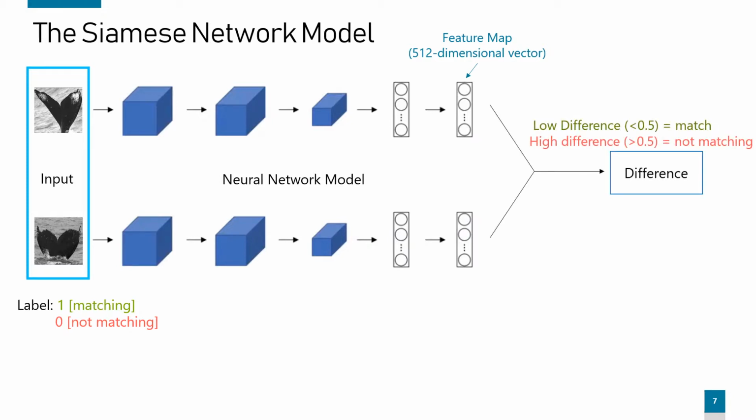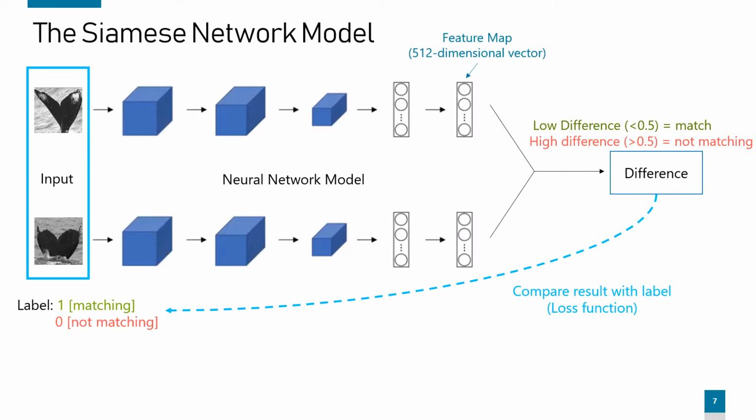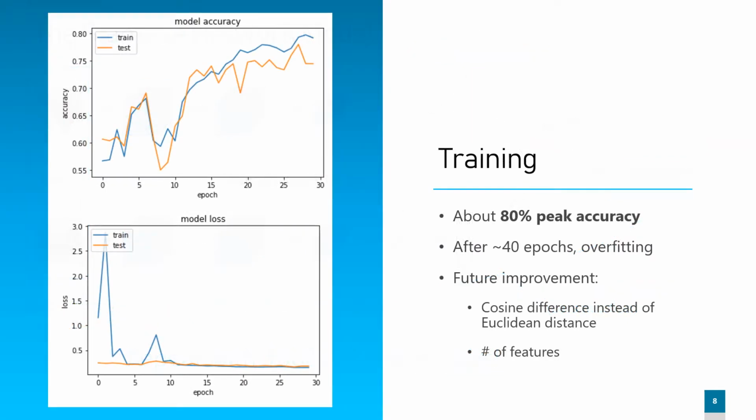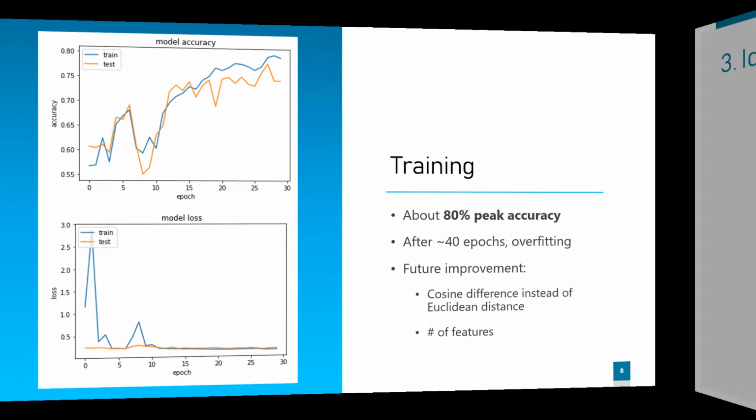Then, the difference is found between the two feature maps. A low difference means that the images are probably matching, while a high difference means that the images are probably not matching. The model's prediction is compared with the actual label. This process is repeated with thousands of image pairs. Over the course of the training cycle, the model learns and automatically adjusts its weights to better identify the features that matter. After training, the model reached about 80% peak accuracy.